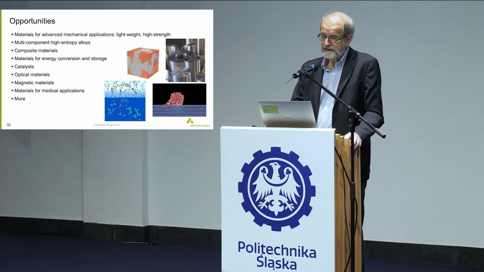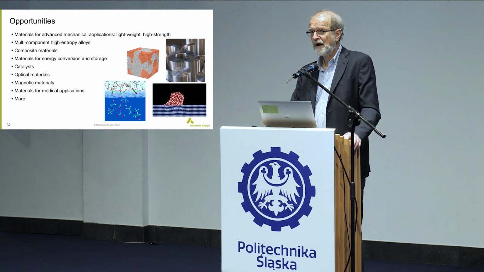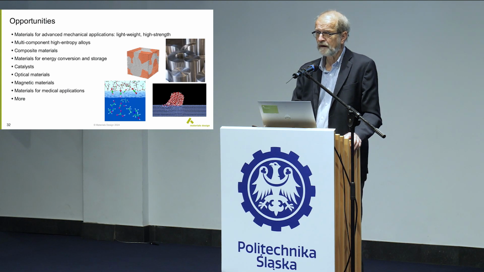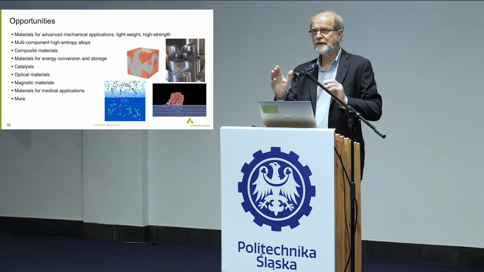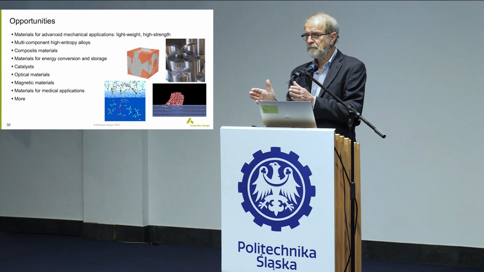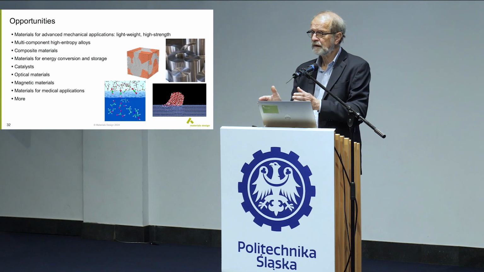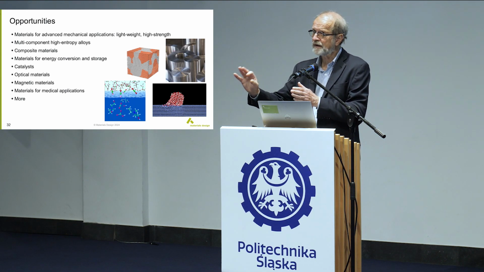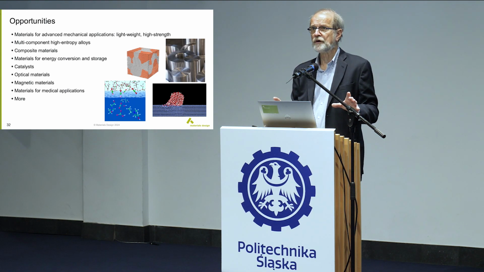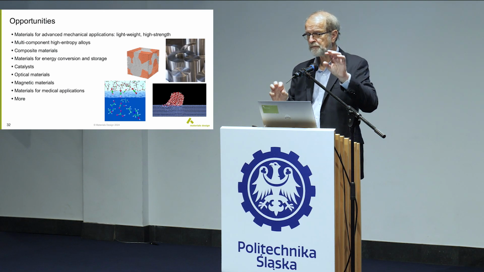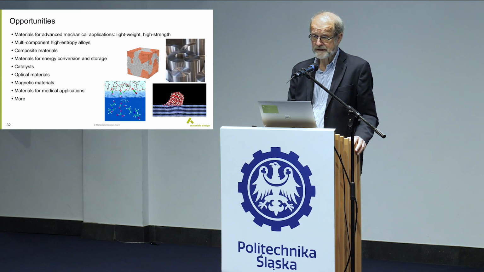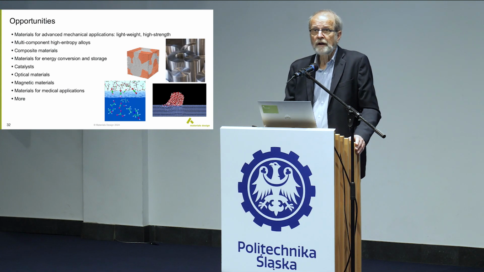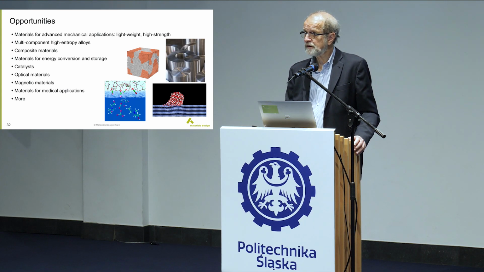So materials for advanced mechanical applications: lightweight, high-strength materials, for example, for shielding. Multi-component high-entropy alloys. Typically in an alloy, you have a base metal like iron or nickel or titanium, and then you add elements to tune it. In high-entropy alloys, you have essentially almost equal amounts of different elements as components, and that gives you new interesting properties. And the design space is just enormous.